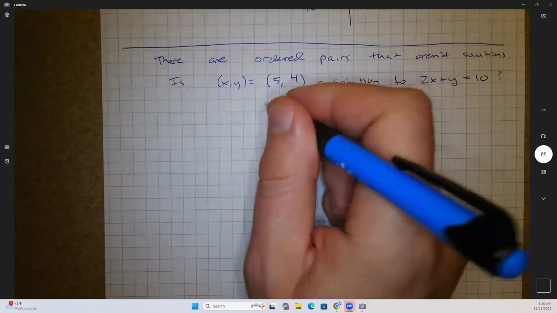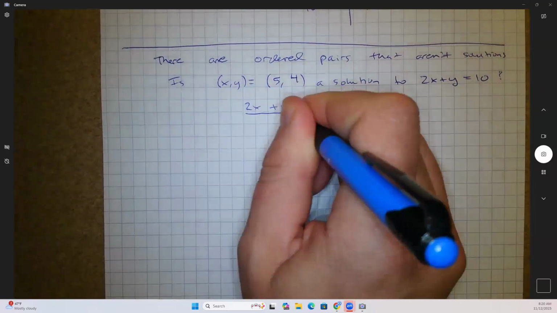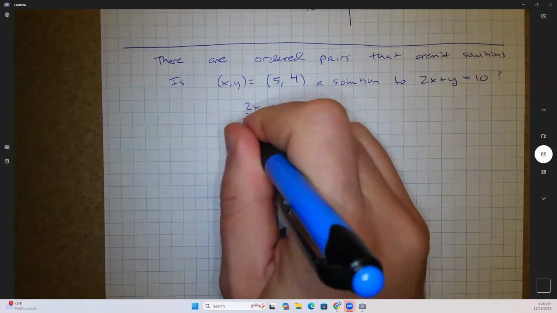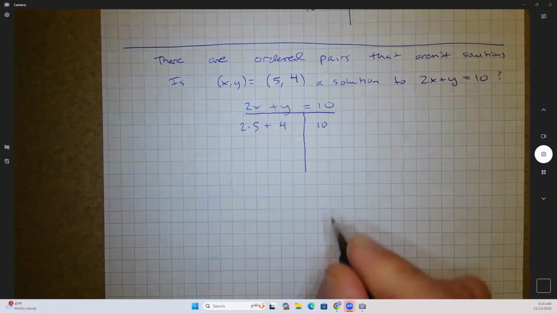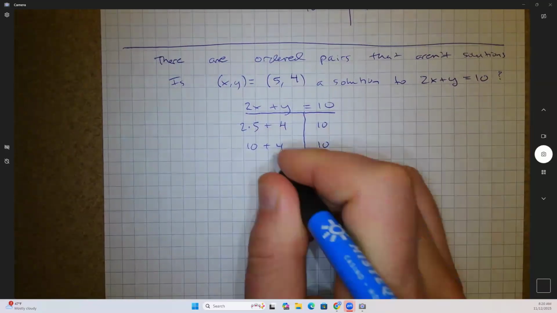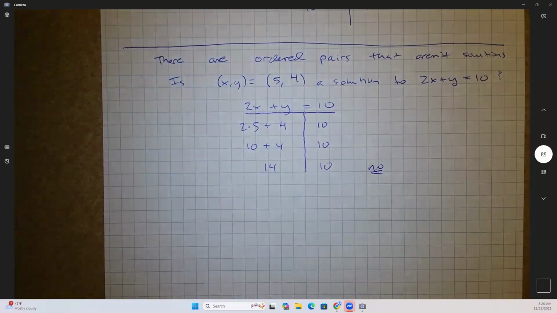And so I verify, again, we're just getting a lot of practice with this verification with this specific equation. X is 5, so that's 2 times 5. Y is 4. And the right side should be 10, which is 10 plus 4 on the left, which is 14. And 14 doesn't equal 10. So x comma y equals 5 comma 4 is not a solution. It doesn't make it true.